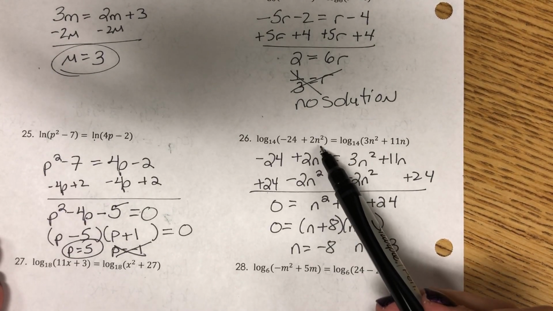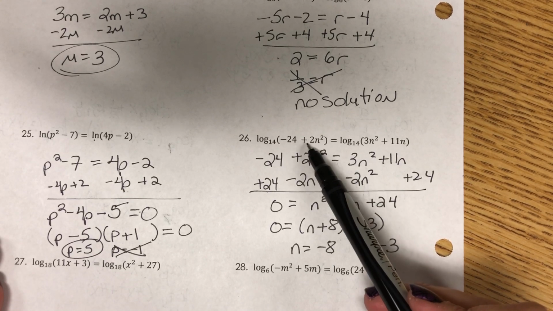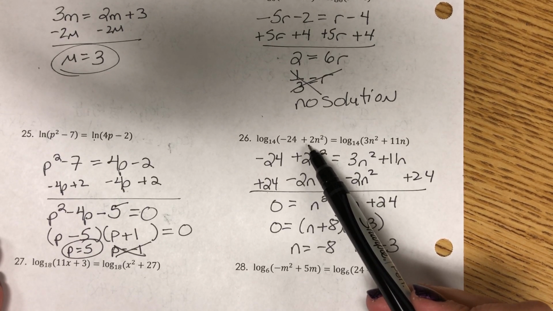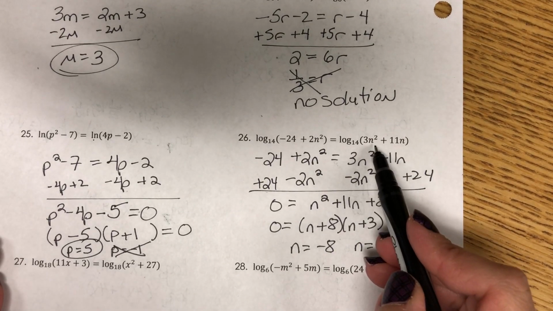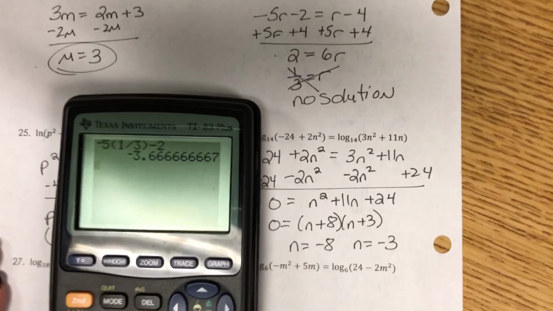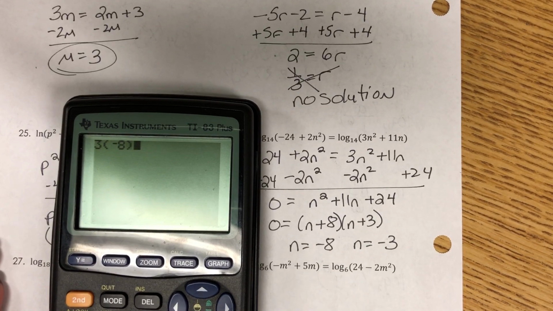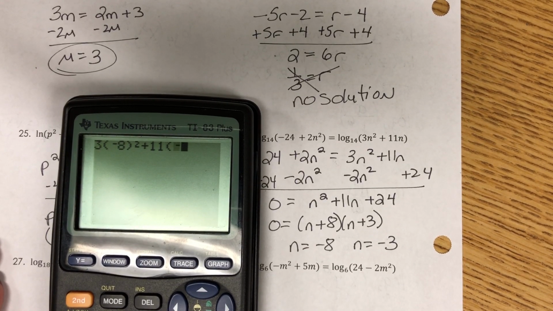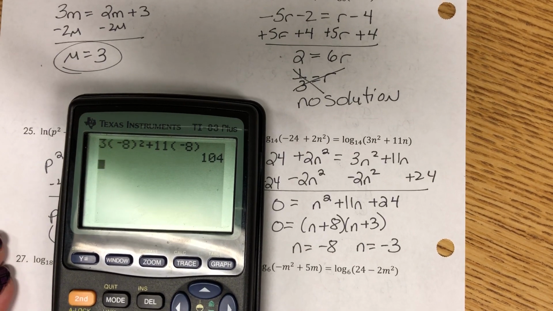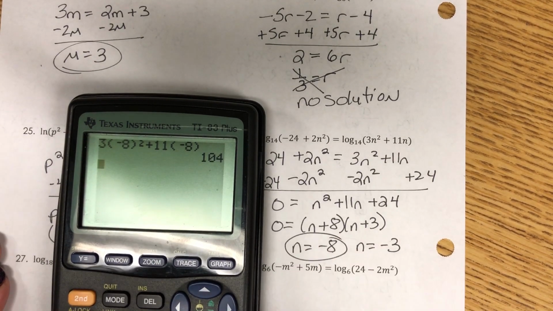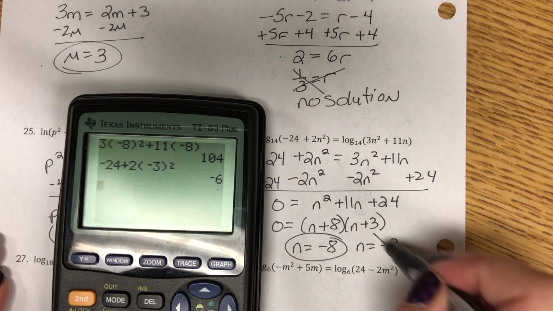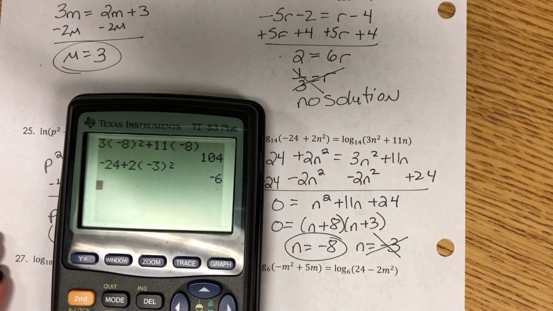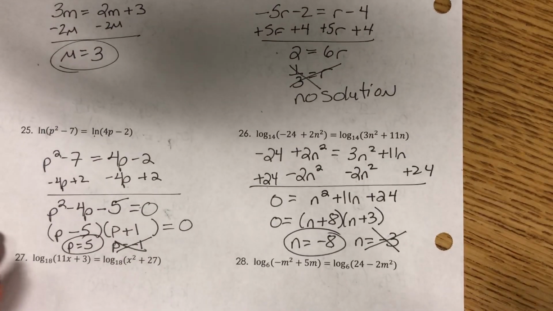Okay, so -8 squared is 64, times 2 is definitely going to be more than -24, so -8. Let's check it over here. Got to check on both sides. Okay, that's positive, we're okay. Then we got to check -3. Uh-oh. Negative, not okay. A negative argument, not okay.